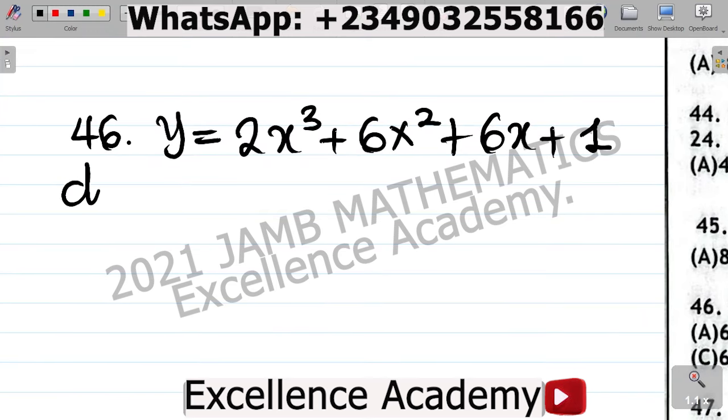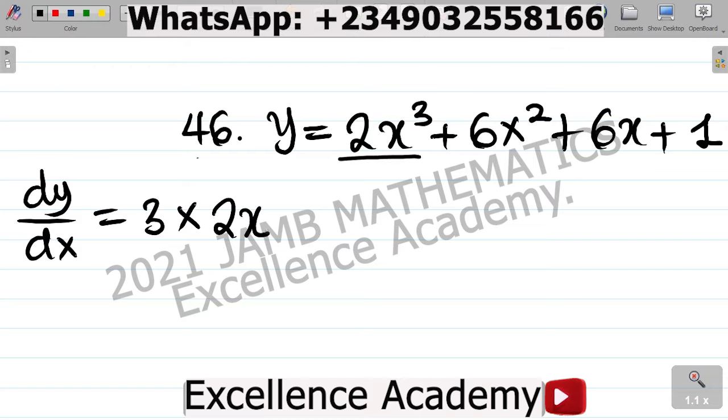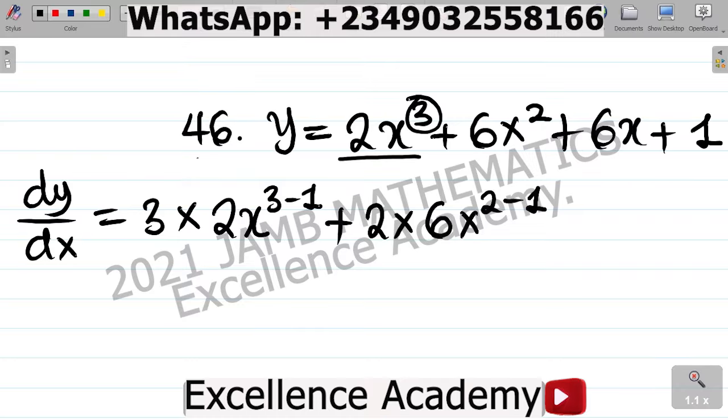Let's find the value of dy dx. From here, we'll have dy all over dx, and this is actually under differentiation. To find dy over dx, we have that dy dx is equal to, multiply this number here, that's 3, by everything you have here, which is 2x, subtract 1 from the power, that becomes 3 minus 1. All right, that's how we handle this. Plus, repeat the process. The power here is 2, so 2 multiplies what we have here, and that's 6x squared, subtract 1. All right, that's how we handle this.